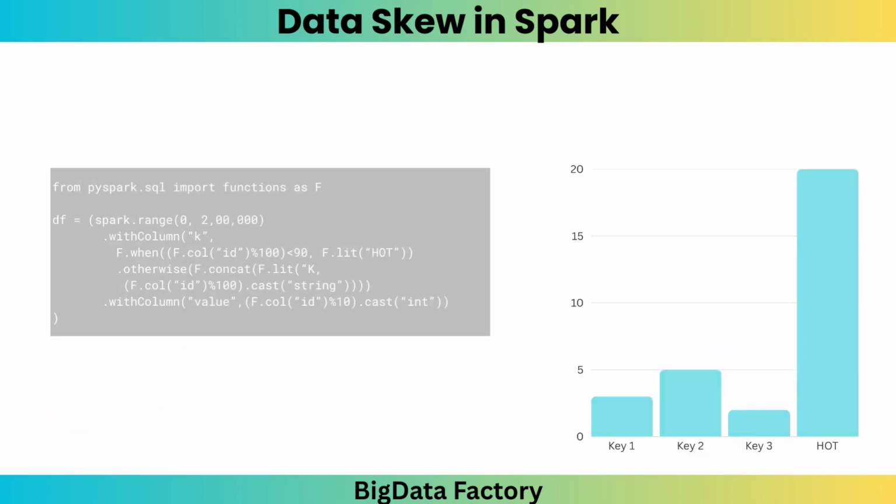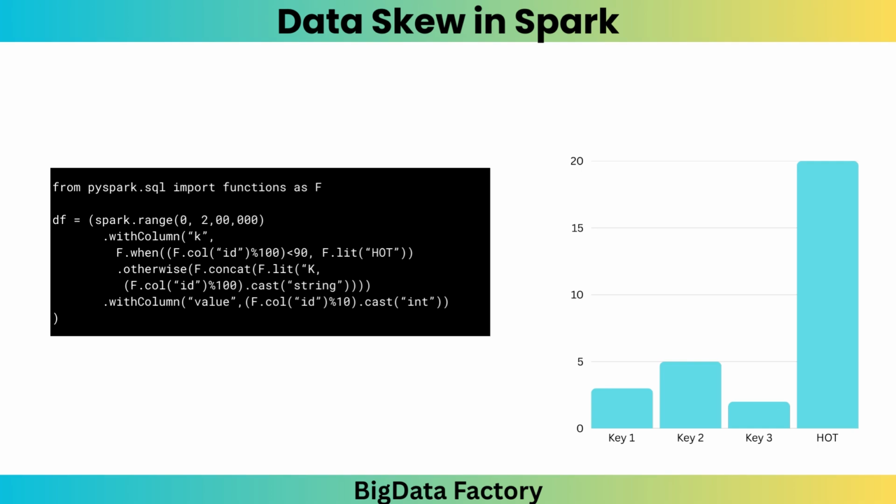So I will use a dataset and I will create one hot key, like "hot". In real life, hot keys are common: unknown, default, one popular product, one country, one customer. You get the idea. Once you have a hot key, skew is not a possibility, it's a schedule.